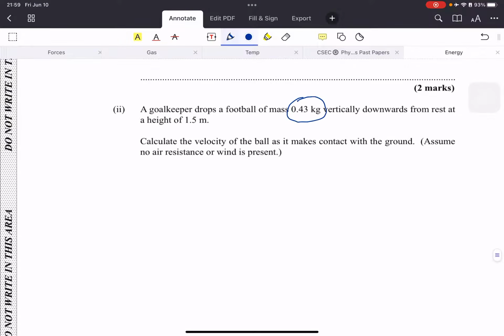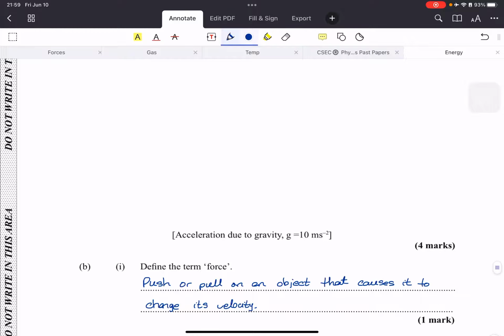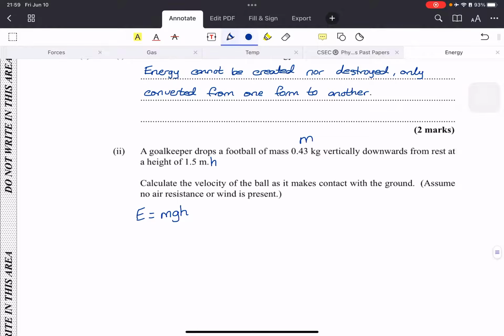So let's see what information we have here. We have the mass, we have the height. So you're already thinking of the potential energy formula. Cool, because we have g as 10, look, they have it here. We have everything here. But they want to know the velocity of the ball, and where in that formula is velocity? Nowhere to be found.